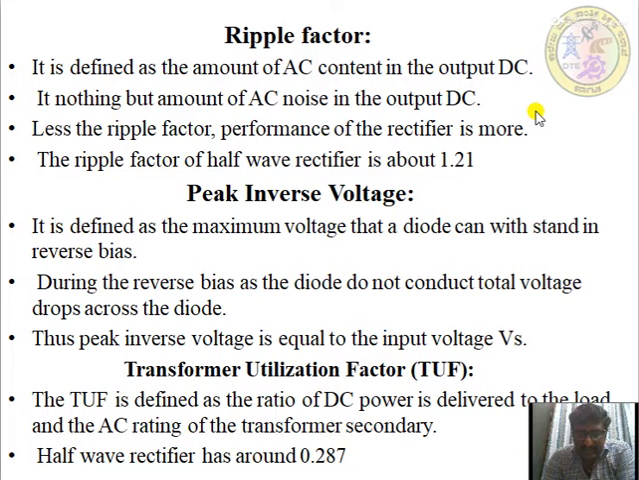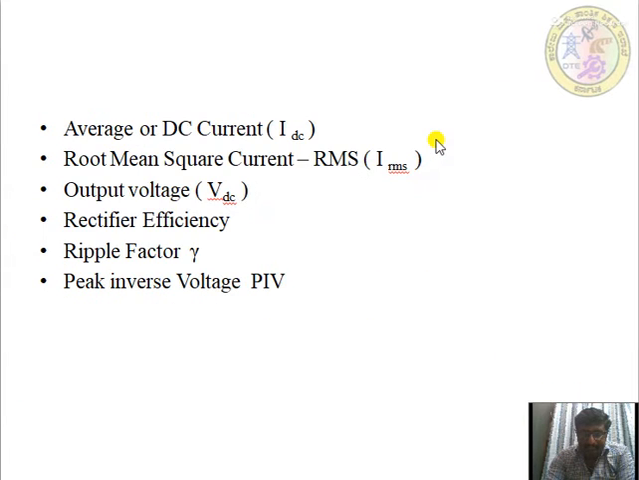During reverse bias, as the diode does not conduct, the total voltage drops across the diode. Thus, peak inverse voltage is equal to the input voltage Vs. So peak inverse voltage is the maximum voltage that a diode can withstand in reverse bias. Next is TUF, the transformer utilization factor, which is nearly 0.287 for a half wave rectifier.